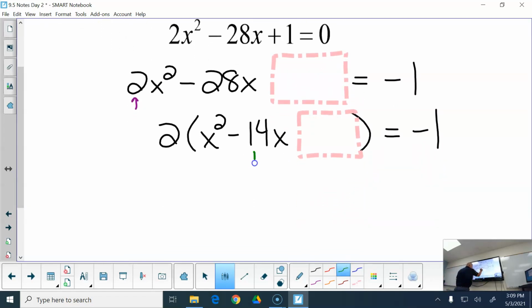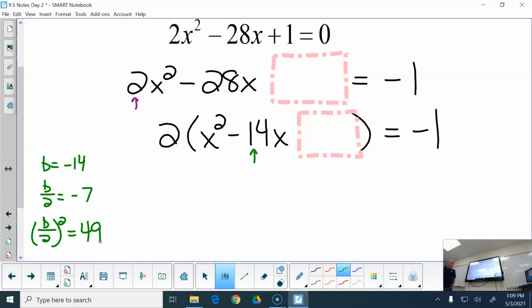Now I look at this number, that's my b. I divide it by 2. So negative 14 divided by 2 is negative 7. I square that. And I get 49. So I'm going to add 49 into there.